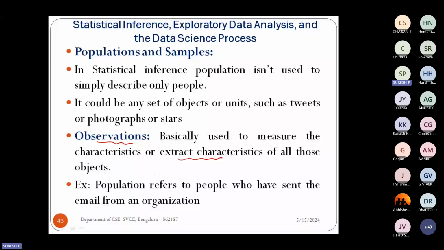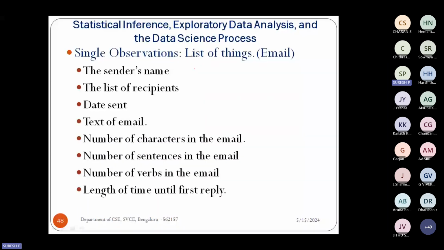Now, population basically refers to people who have sent an email from an organization. This is one example. So the population refers to what? The people who have sent the email from an organization. If you take the email from an organization, what are the different observations you are going to make? There are many observations you can make here. If it is a single observation, what is the list of things you are going to have?